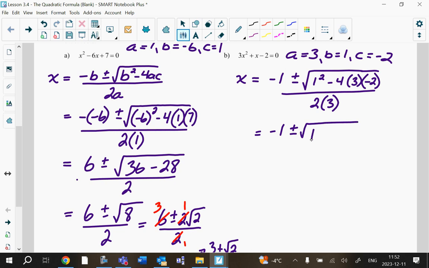What's negative 4 times 3 times negative 2? Plus 24. Watch out for that. Well, I can keep going under the square root. Negative 1 plus or minus square root 25 over 6.